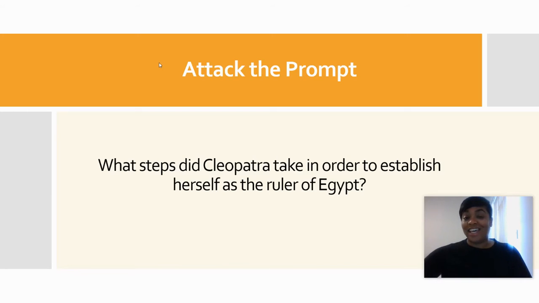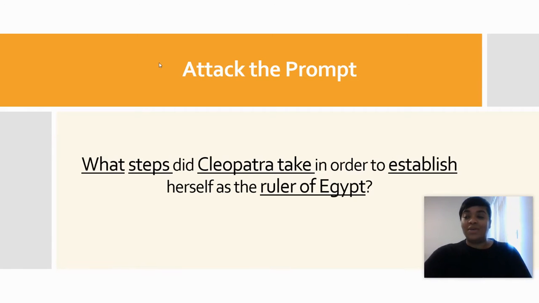All right, scholars, let's continue moving. I know some of you have already identified those keywords that stick out. I am going to give you an example of what I wrote. I identified that we need to tell what the steps are. We are identifying steps that Cleopatra takes, establish, and then establish herself as what? It is the ruler of Egypt.